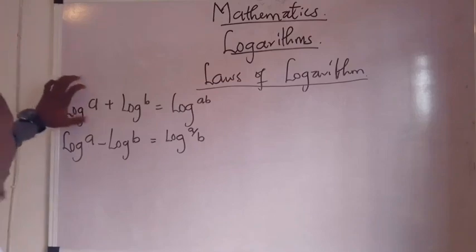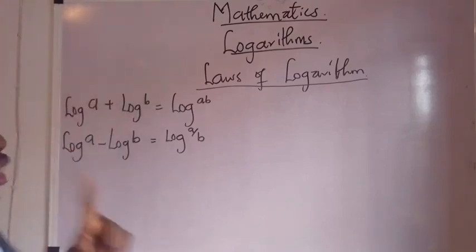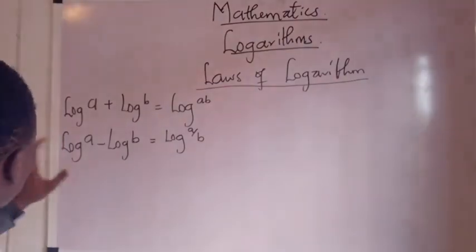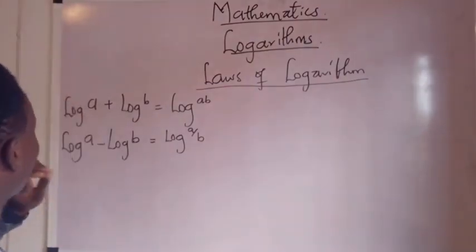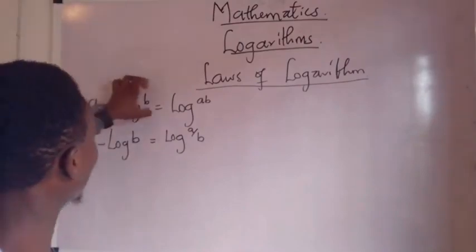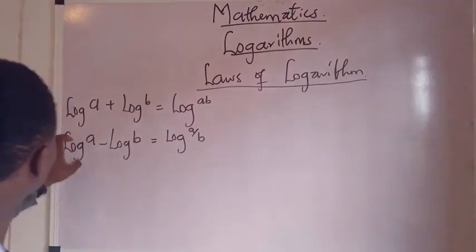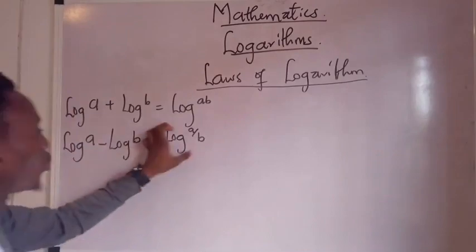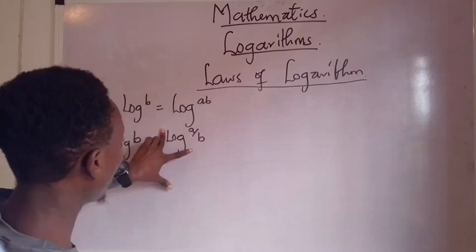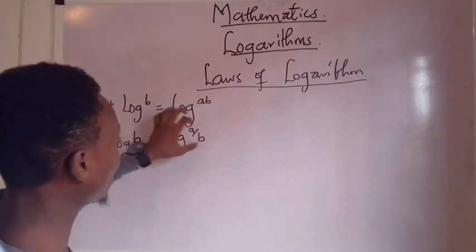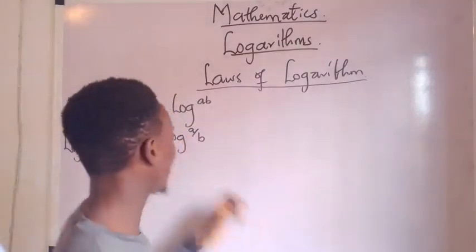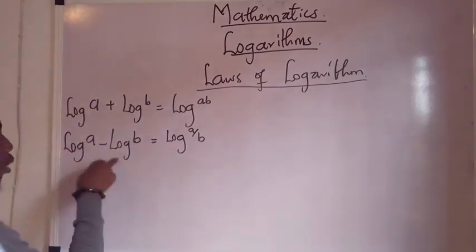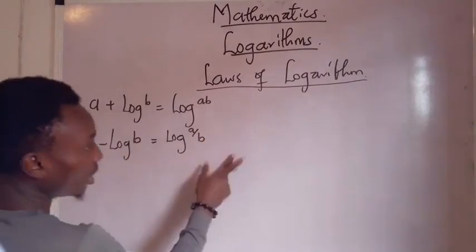Now, we have log A plus log B. As long as they have the same base, the powers will be multiplied together. If they don't have the same base, this law does not apply. Now, if this log is subtracted from this log, as long as they have the same base also, they will be represented with one log and that same base, and then the powers will be divided. That is, B will be dividing A. Now, if it was log B minus log A, it will be log B over A. Take note.